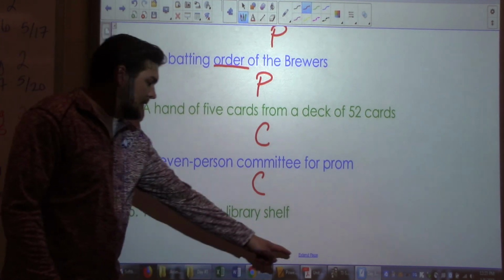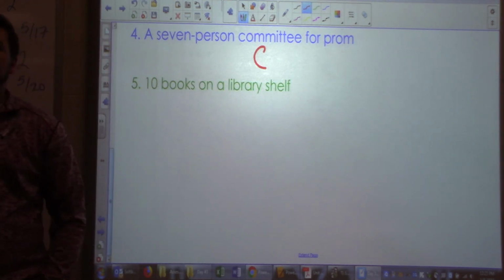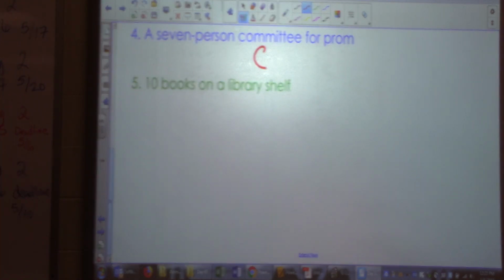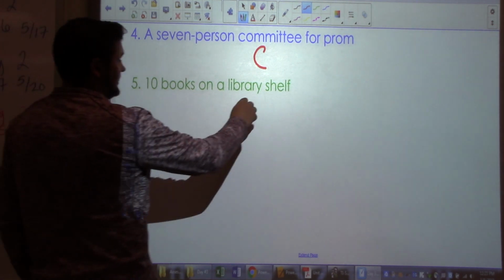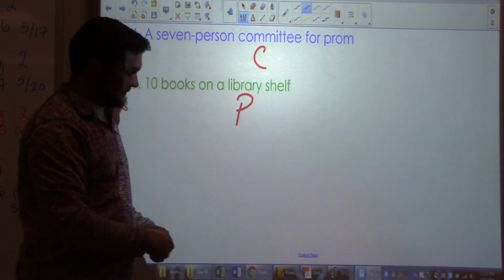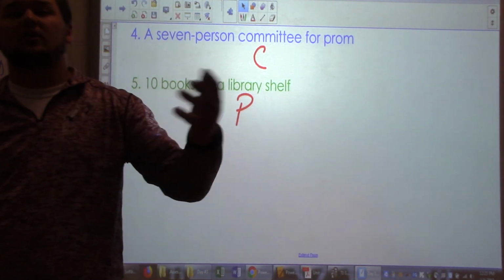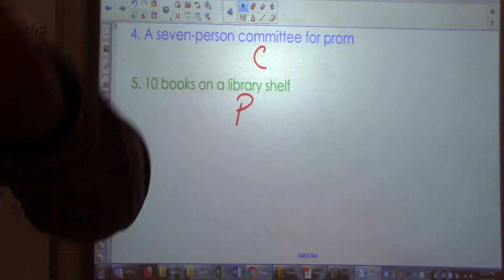10 books on a library shelf. Let's think about it. In a library, does the order matter that the books are put in? Yes, it does, right? They have systems in libraries to order books. So is it a permutation or combination? Permutation. Very good. All right, so the biggest thing is to decide if order matters or not. It's permutation or combination.